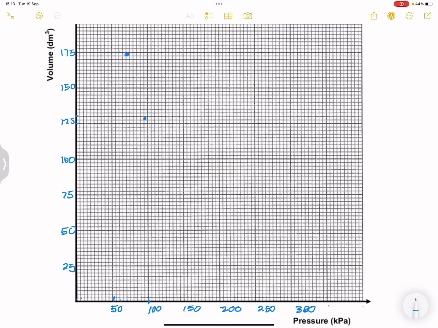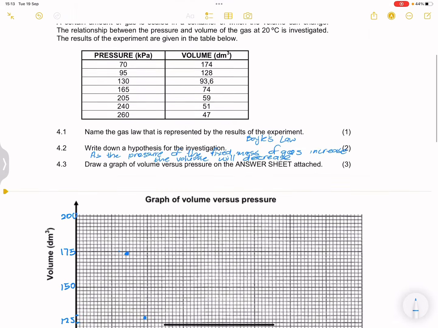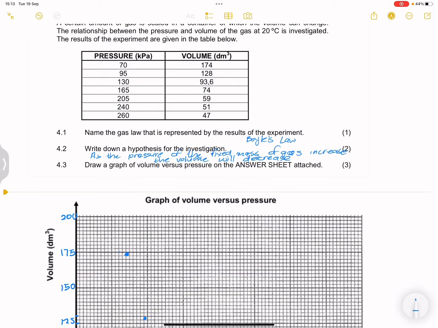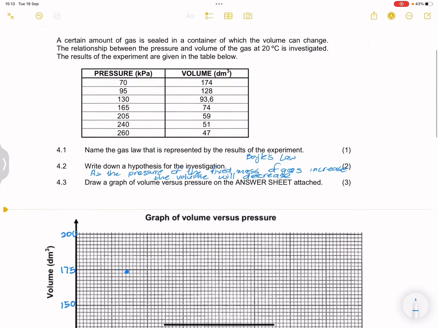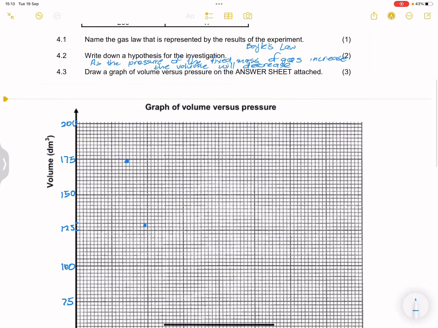Just a little bit above that line. Okay, so we've got 130 and 93.6. We said we are increasing in this case by 110, 120, and 130. So that's our 130 line there, and we said 93.6. So that's 100.